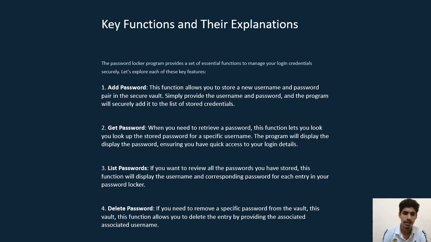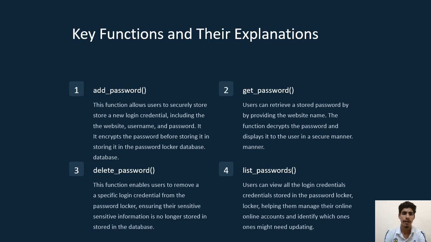Add password, get password, list password, delete password. That's all. Add password allows you to store a new username and password in the system or vault. Then get password retrieves the password, which lets you look up a stored password. List password shows a review of all passwords you have stored. Then delete password removes the password that you don't want to be locked in the file.